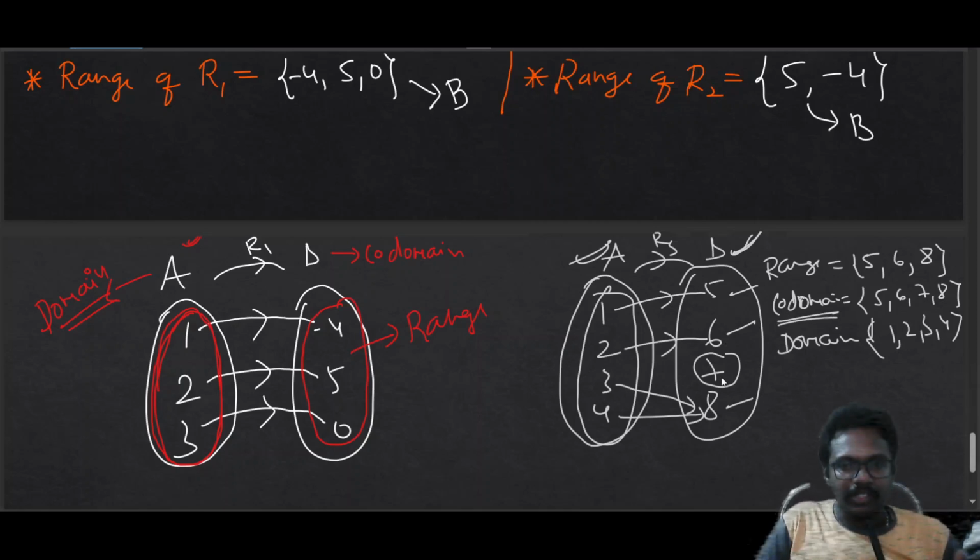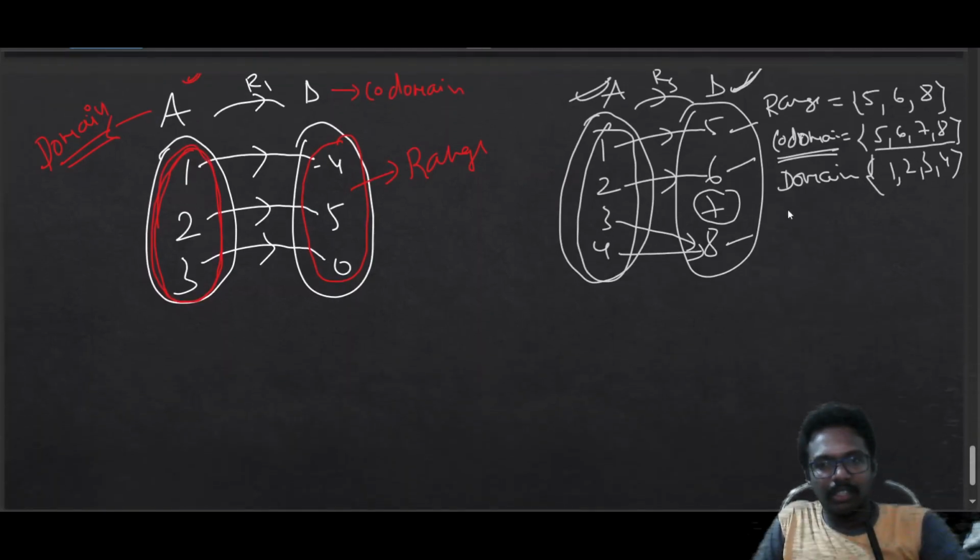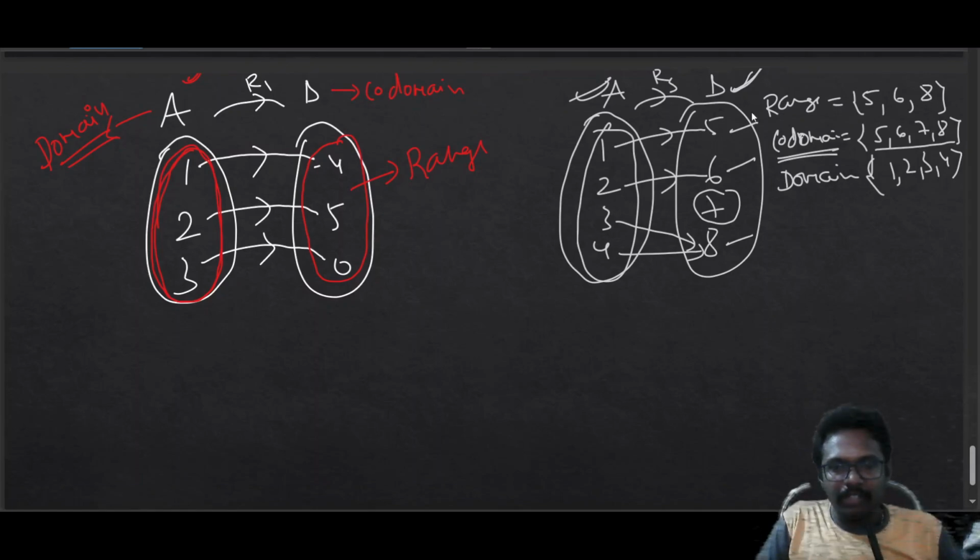Here 5, 6, 7, 8, everything is a codomain. It means we can say, here 5 is used, 6 is used, 8 is used, so we call it the range. And codomain means whichever elements are used in B and whichever elements are not used in B, we have to write all elements of the second set: 5, 6, 7, 8. This is codomain. Domain means the first elements, all elements of the first set: 1, 2, 3, 4.